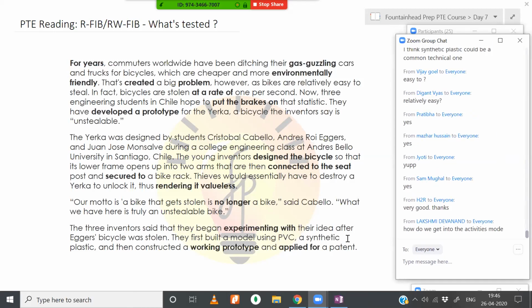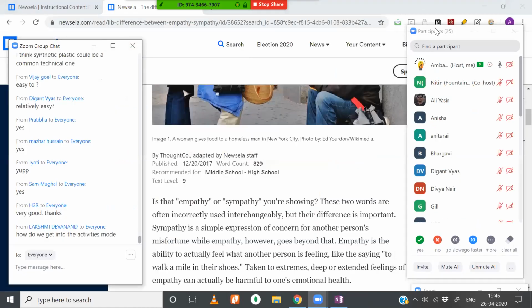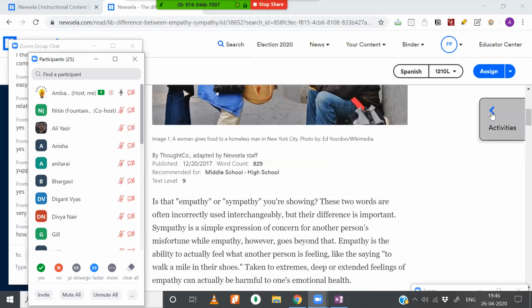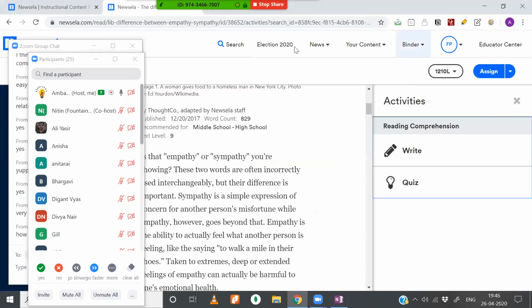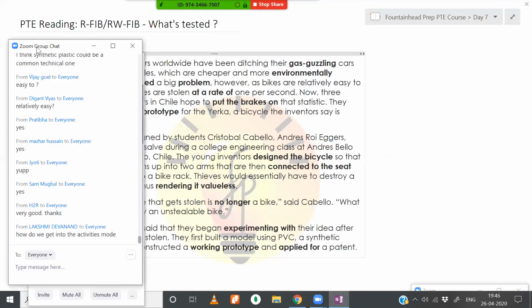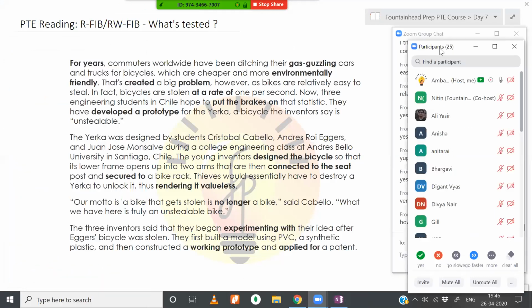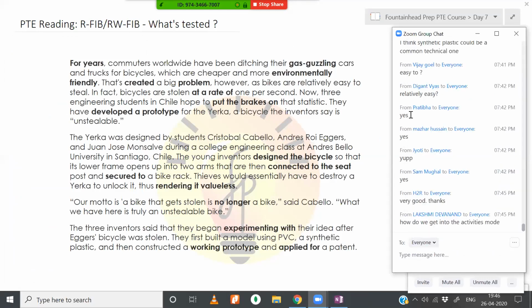How do we get into the activities mode? So you have an activities section here, Lakshmi. Okay, so you will see the activities here, and then you just click on that. Recently they have changed a lot of the UI, so I'm not sure how it will appear for a user. This is something that I've been using for quite some time.